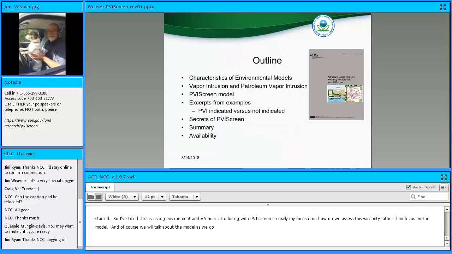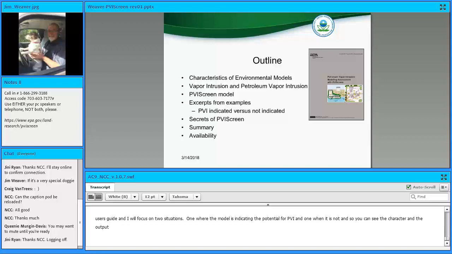Okay, so as an outline, I'm going to start off with some general insights on environmental models. I'll then talk about vapor intrusion in general and petroleum vapor intrusion. I'll talk about, as I said, the PVIScreen model. I'm going to give some excerpts from examples that we have in the user's guide, and I want to focus on two situations. One where the model is indicating the potential for PVI and one where it's not. So you can see the character of the output when you get either one of those situations.